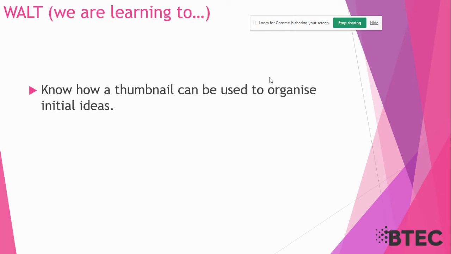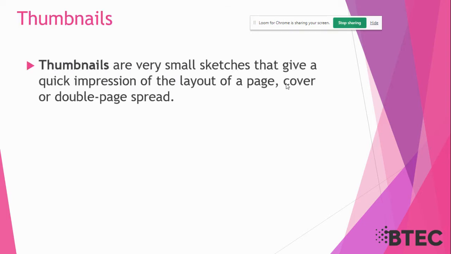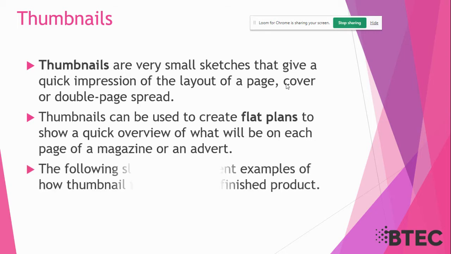So thumbnails. Our focus is on understanding what thumbnails are and how they can be used to organize initial ideas. Thumbnails are basically very small sketches that give a quick impression of the layout of a page, cover, or double page spread. They can be used to create flat plans, which is a broad overview to show what will be on each page of a magazine or an advert. The following slides are excellent examples of how thumbnail ideas lead to a finished product.